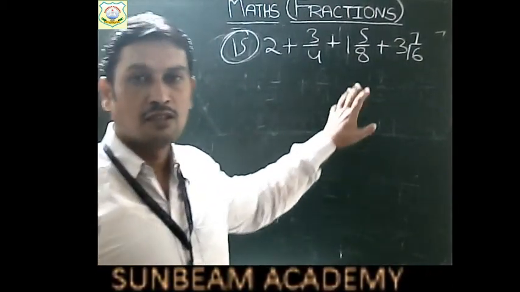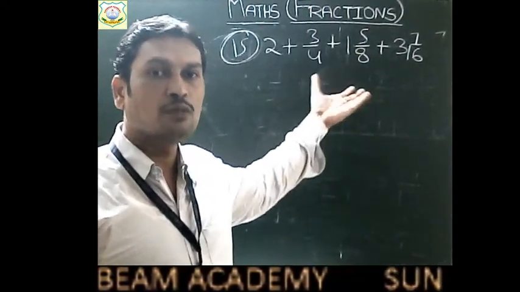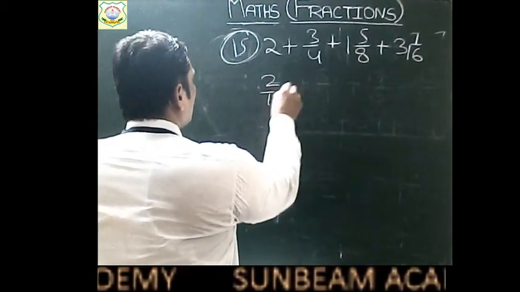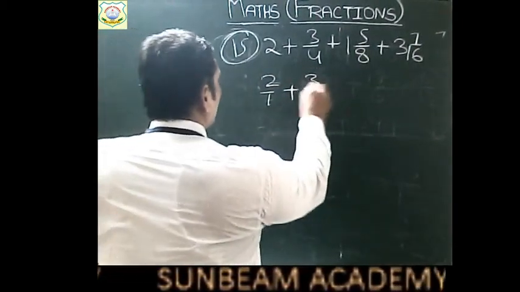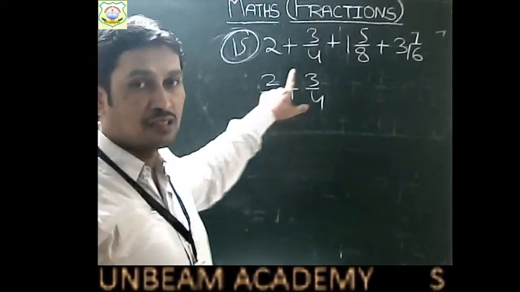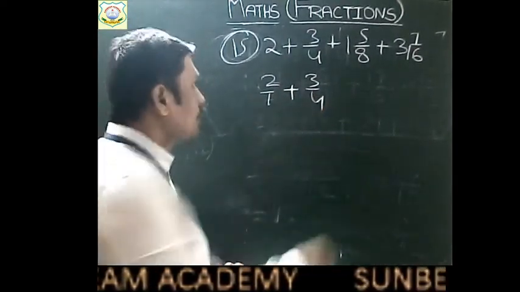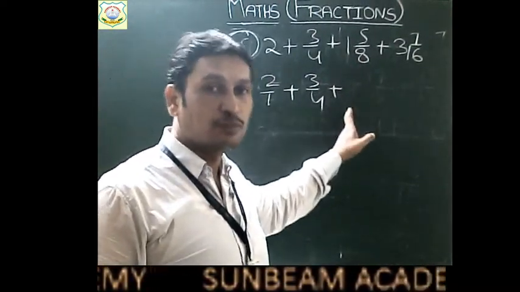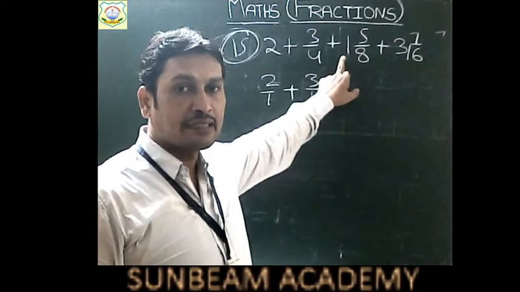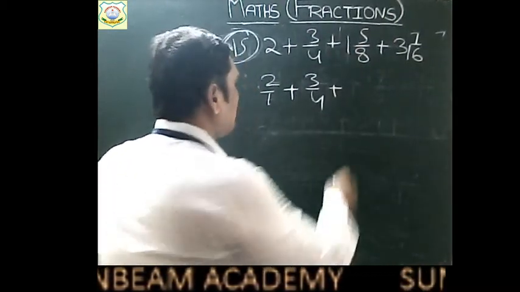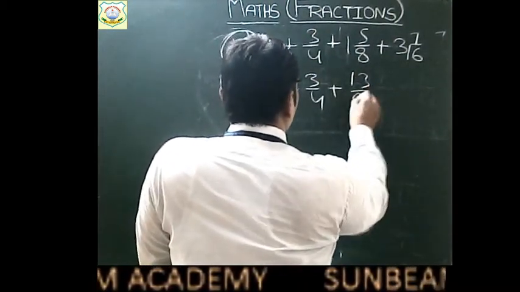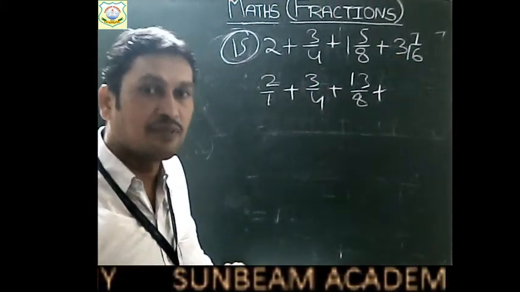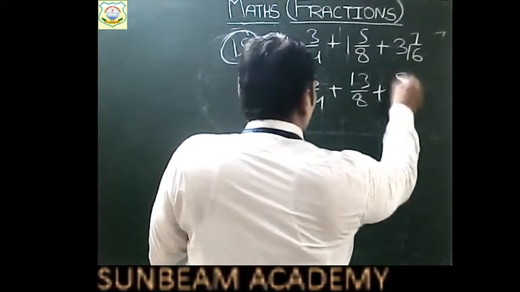Now, children, firstly convert all of these fractions into improper fractions. 2 will be written as 2 by 1, plus 3 by 4 will be written as it is because this is a proper fraction. Okay. 1 whole 5 by 8 is a mixed fraction, so convert this into an improper fraction. So 8 ones are 8, 8 plus 5 is 13. So it will become 13 by 8, and plus 3 whole 7 by 16: 16 threes are 48, 48 plus 7 is 55, so 55 by 16.